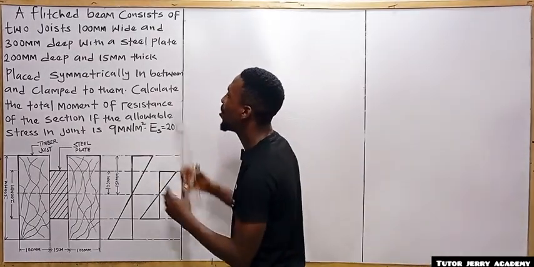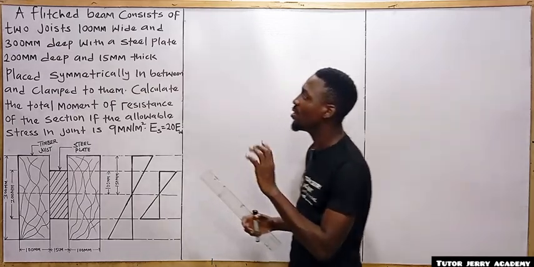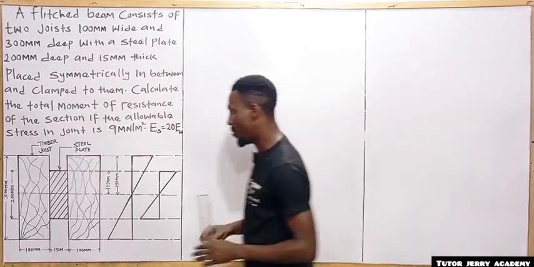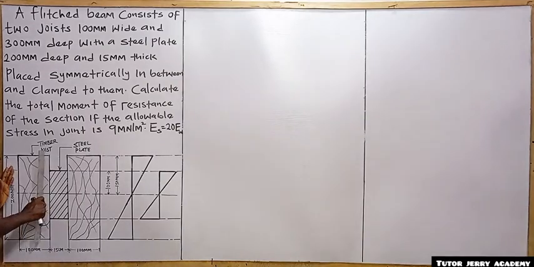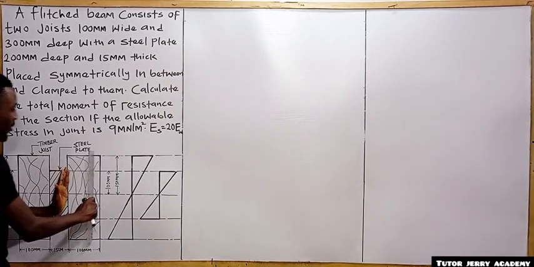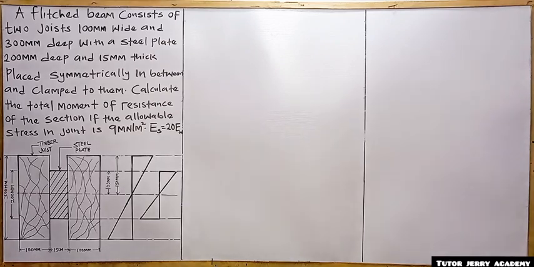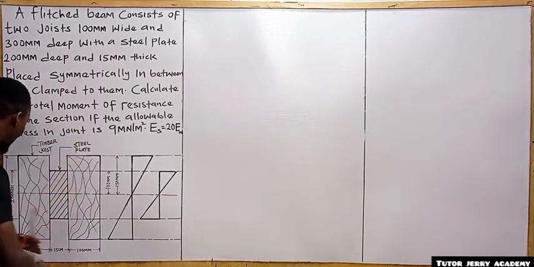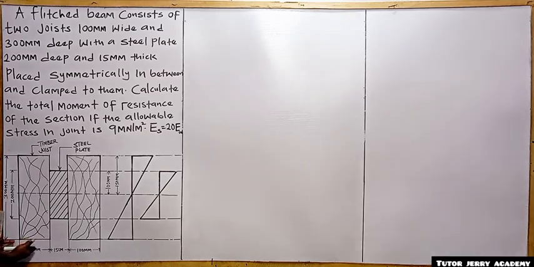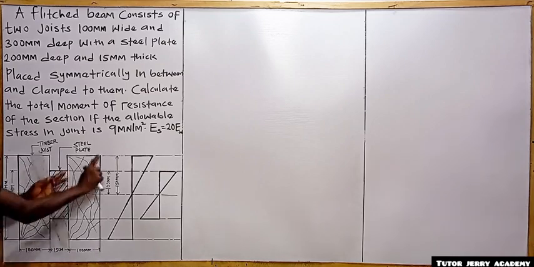All right, we have a flitch beam that consists of two joists. This is the first timber joist and this is the second timber joist. The dimension given to us is 100 mm wide and 300 mm deep. So 100 mm wide is the base, and the depth is 300 mm deep. And this is the second one.